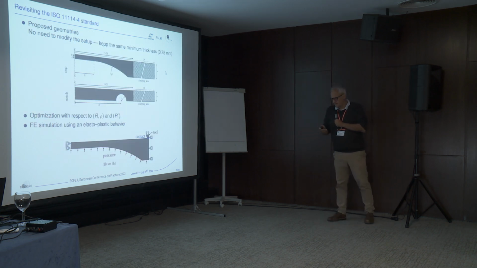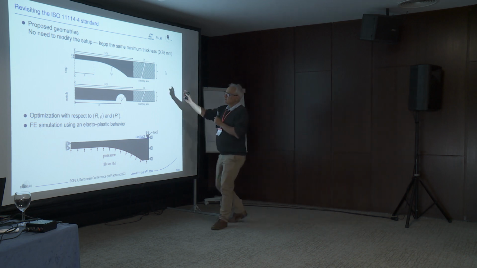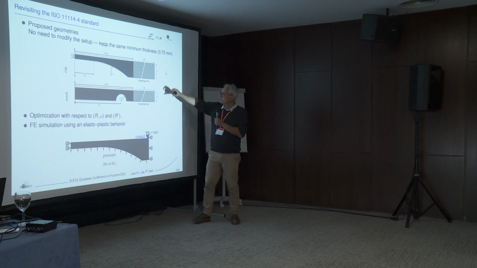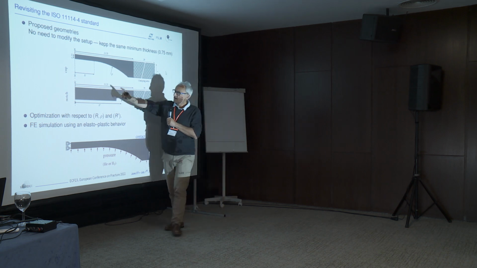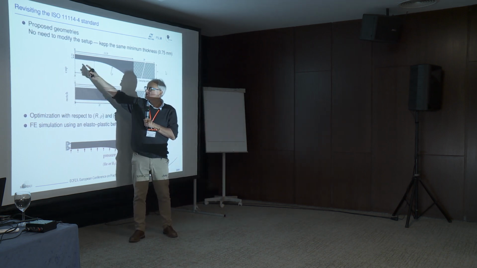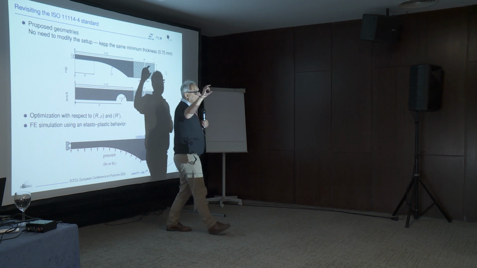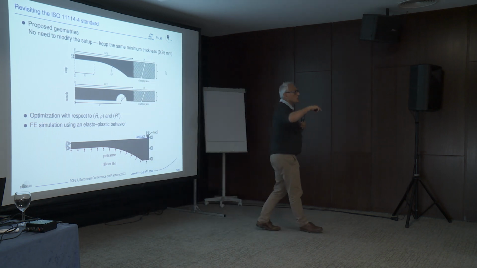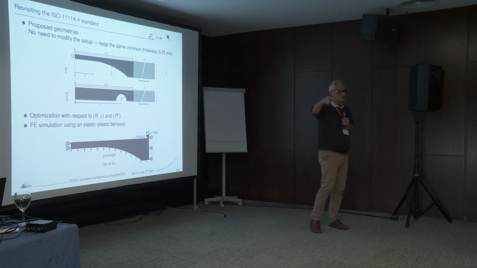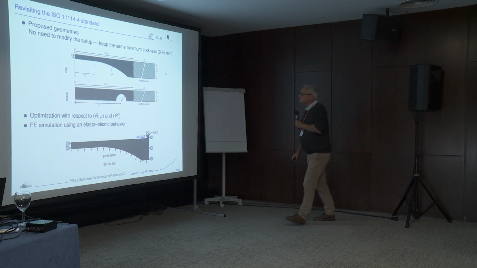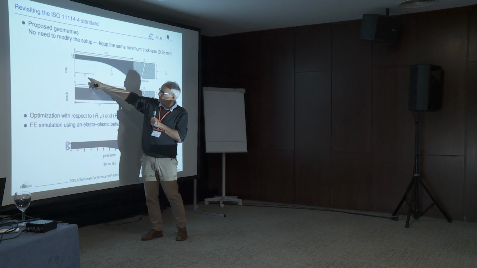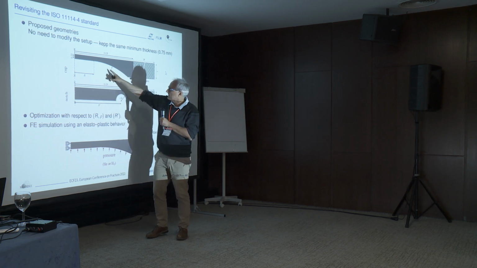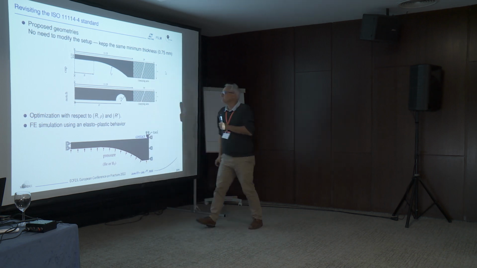Okay, so here are two geometries that we proposed. So the first one, many dimensions are fixed by the setup. We decided to use a maximum thickness of 3 millimeters. And at the center, you have a zone which is flat and has a thickness of 0.75 millimeters, which exactly corresponds to what the standard is recommending. And here, we could optimize this geometry with respect to the inner diameter r and this radius of curvature ρ.